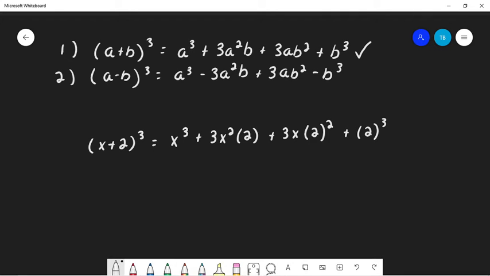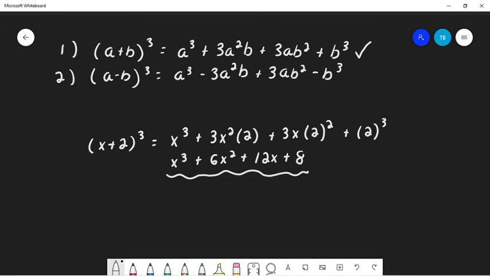All right, now we have to simplify this a little bit, so x cubed remains the same, plus 3x squared times 2 would be 6x squared, plus 3x times 2 squared would be 3x times 4, or 12x. And then 2 cubed would be equal to 8. So the cube of the binomial x plus 2 is going to be equal to x cubed plus 6x squared plus 12x plus 8.